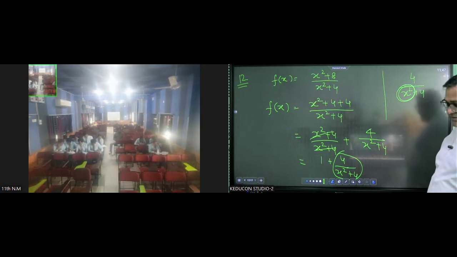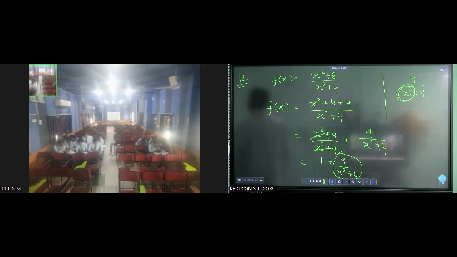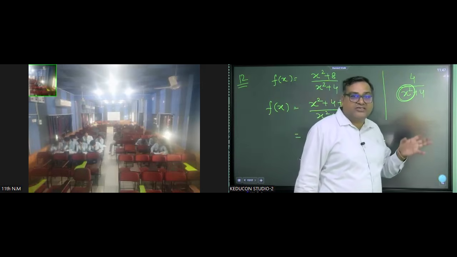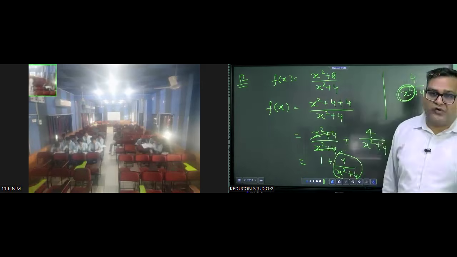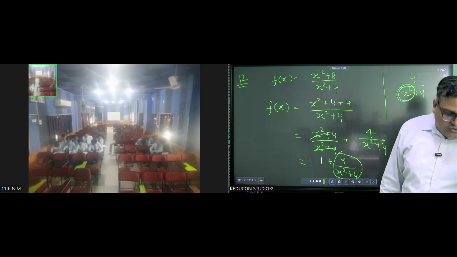सकती है? व्हाट कैन बी द मैक्सिमम वैल्यू? व्हाट कैन बी द मैक्सिमम वैल्यू बच्चों? 1। बेटा 1 से ऊपर तो नहीं जा सकती ना इसकी वैल्यू, बिकॉज डिनोमिनेटर विल बी ईदर 4 और ग्रेटर देन 4 इन ऑल केसेस। यस और नो?